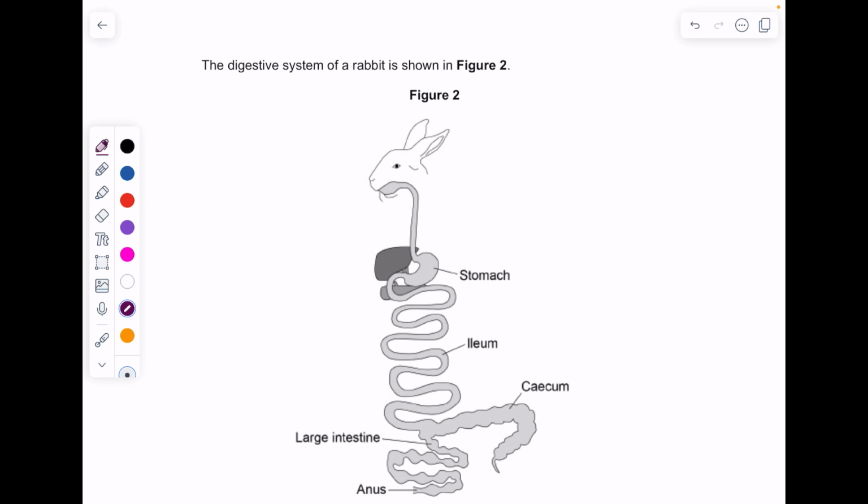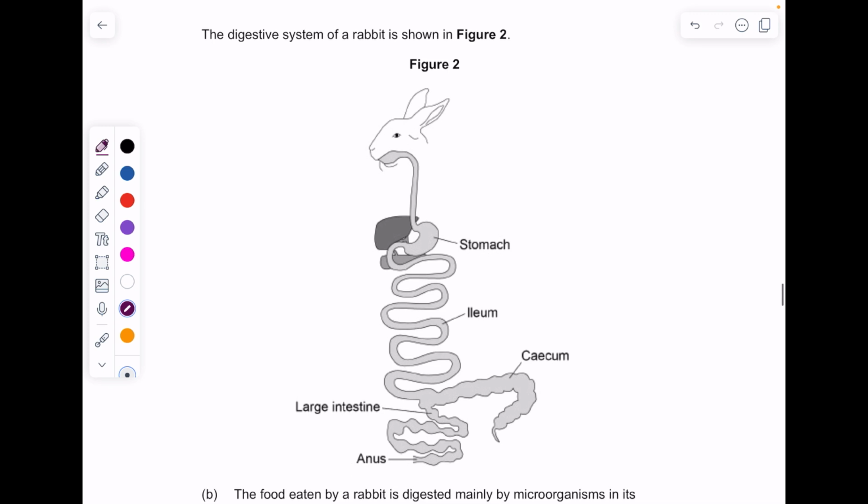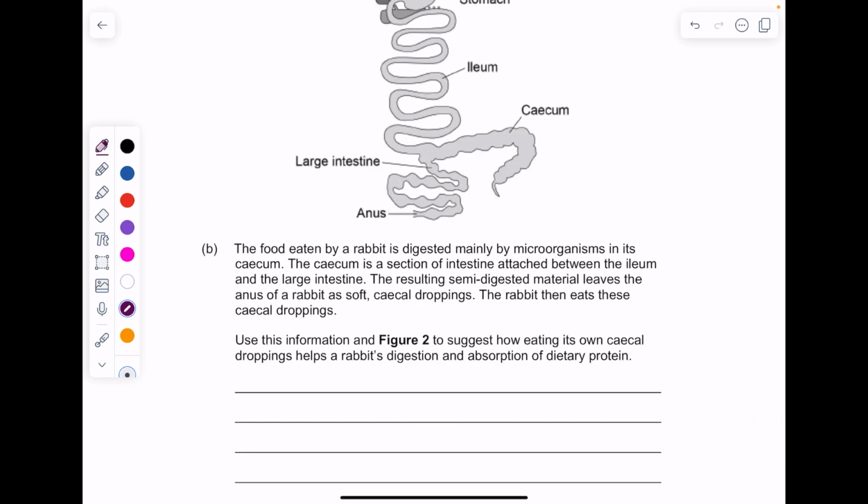The digestive system of a rabbit is shown in Figure 2. The food eaten by a rabbit is digested mainly by microorganisms in its cecum. The cecum is a section of intestine attached between the ileum and the large intestine. The resulting semi-digested material leaves the anus of a rabbit as soft cecal droppings. The rabbit then eats these cecal droppings. Use this information in Figure 2 to suggest how eating its own cecal droppings helps a rabbit's digestion and absorption of dietary protein.